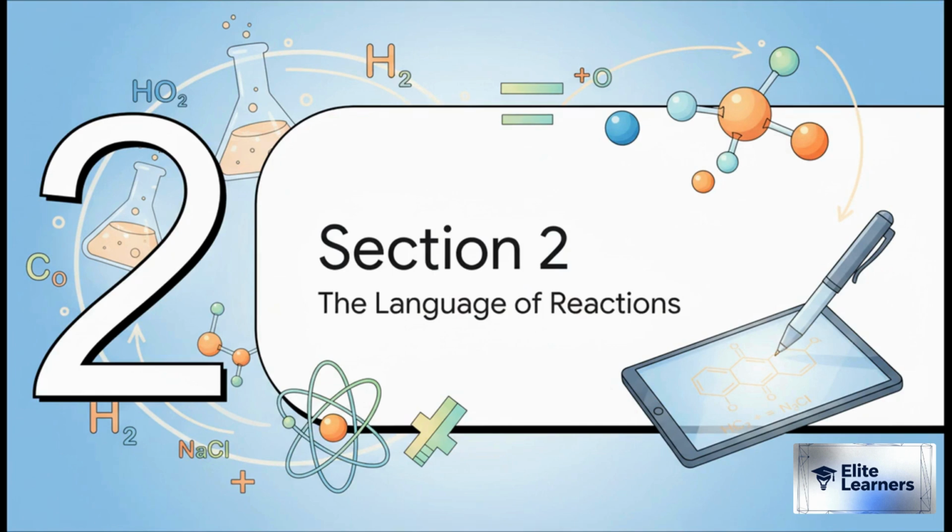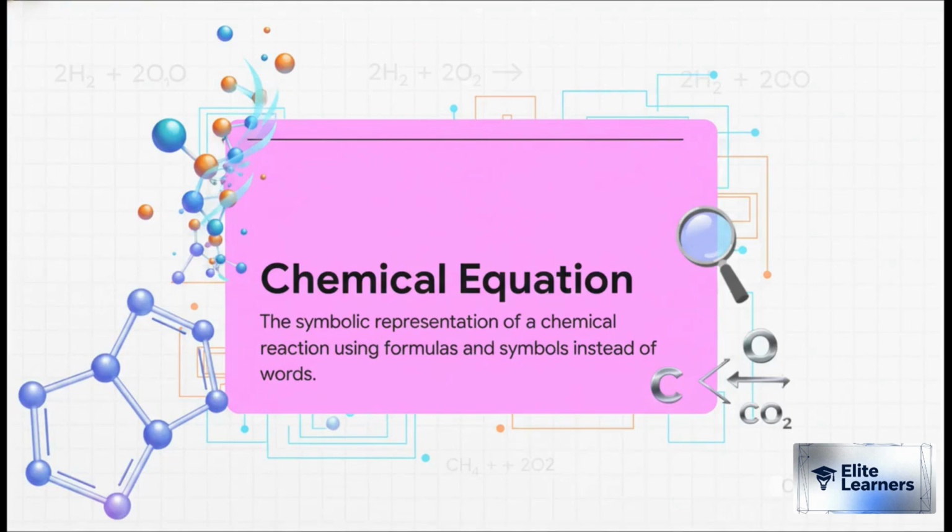Simple as that, really. So how do we describe these reactions? Writing out carbon and oxygen get together to form carbon dioxide every single time would be a huge pain. That's where Section 2 comes in. We need a special language, a kind of chemical shorthand to be precise and efficient. And that language is the chemical equation. Instead of using long, clunky sentences, we use symbols and formulas. Think of it as the official grammar of chemistry. It's clean, it's precise, and it's understood by scientists all over the world.